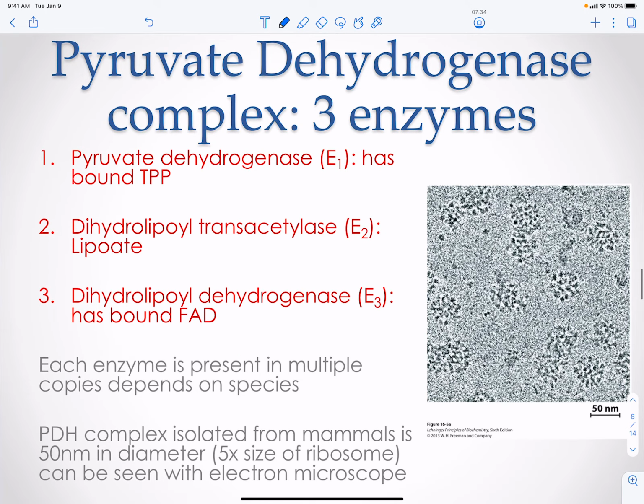So the 3 enzymes are E1, E2, and E3. E1 is going to be bound by thiamine pyrophosphate. E2 is going to have lipoate, and E3 is going to have FAD bound. Now this list does not include coenzyme A and NAD because they are not tightly bound to the enzymes. In addition, you can see these aggregates under an electron microscope, and these are going to be the pyruvate dehydrogenase complex because there are multiple copies of these enzymes in our mitochondria.